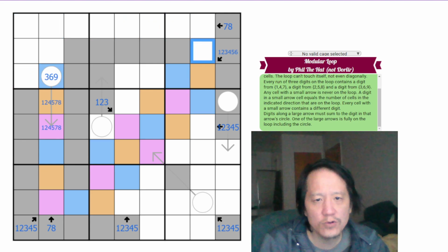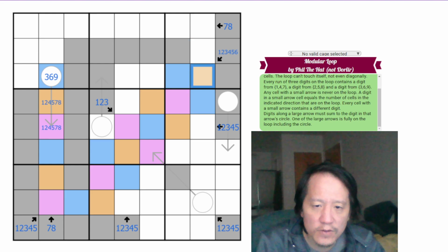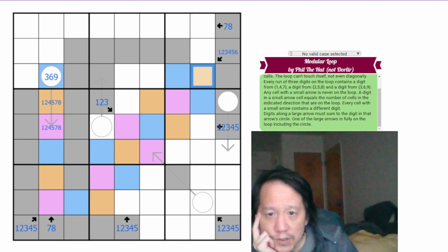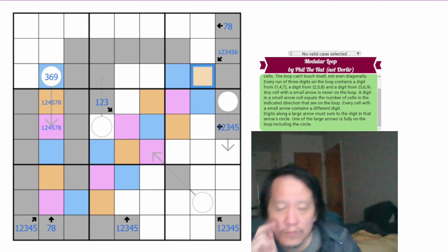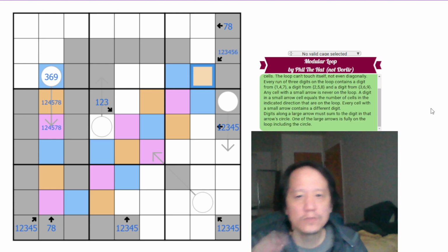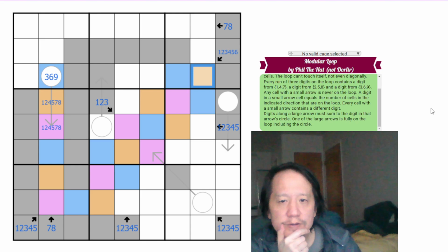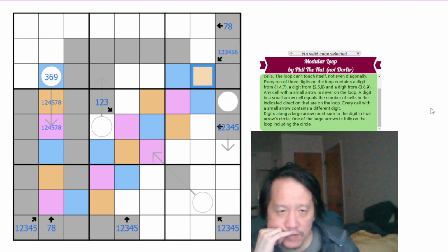That doesn't work. Why doesn't that work? Every run of 3 digits on the loop contains a digit from 1 through 4, 7, 8.